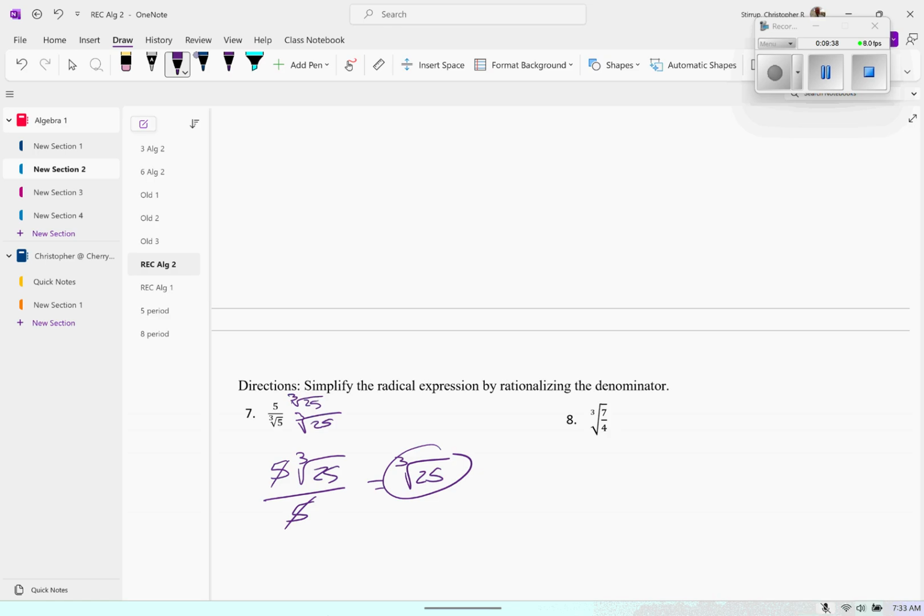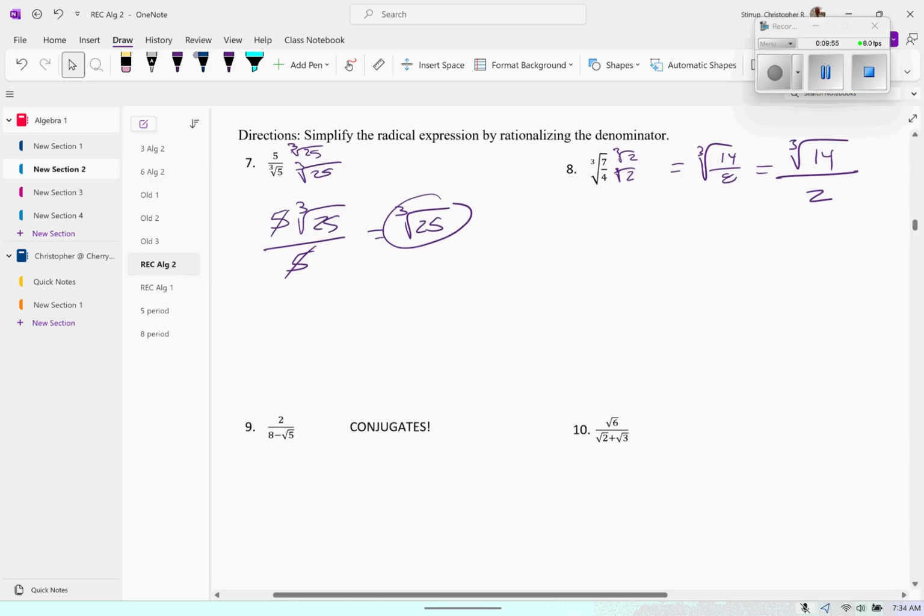On this one, I want third root. So I know that root 8 is going to work. These are third roots, both of those. So I'm going to get third root of 14 over third root of 8. Third root of 8 is 2. So on top only, I have root 14 over 2.